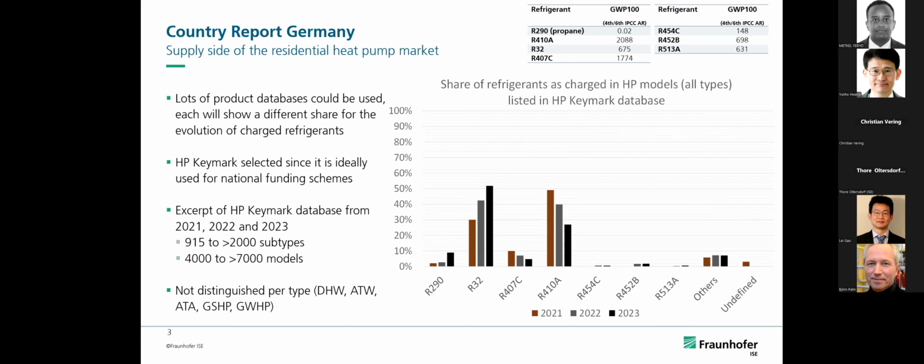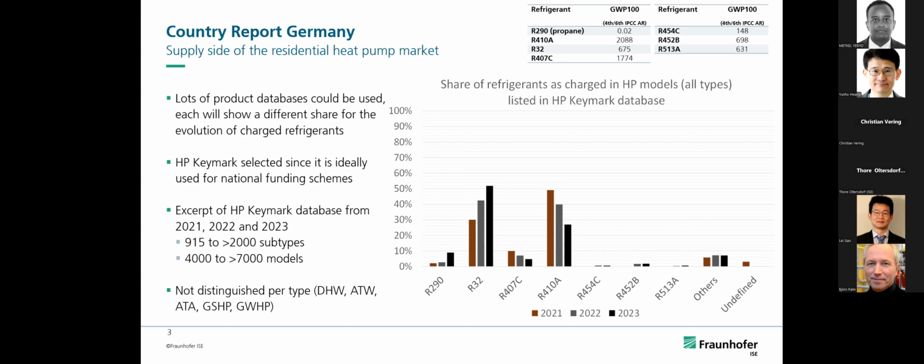There are a lot of product databases available, which can be analyzed by the type of refrigerant used in these models. What you see here is a bar plot of the product data of the heat pump KeyMark database. This is also a publicly available database. It does not distinguish between the different types of heat pumps. This is just a survey of all types together, to have an idea how the supply side of heat pumps offered on the market has developed in the last years.